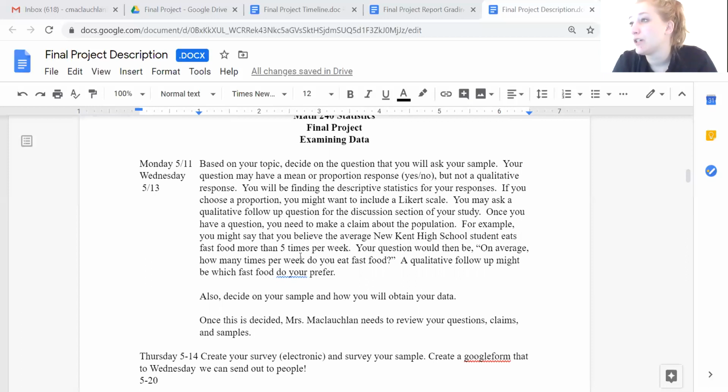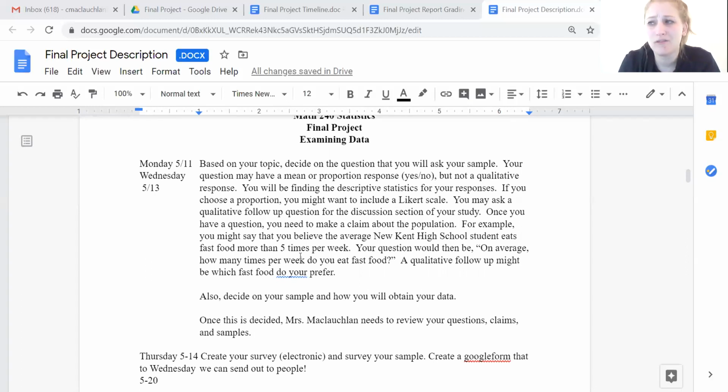So for instance, our question could be that New Kent High School students eat fast food more than 5 times a week. So a question could then be, on average, how many times a week do you eat fast food? And then a qualitative question that could follow that up would be, what kind of fast food do you prefer? So you're going to decide on your sample and figure out how you're going to obtain your data.